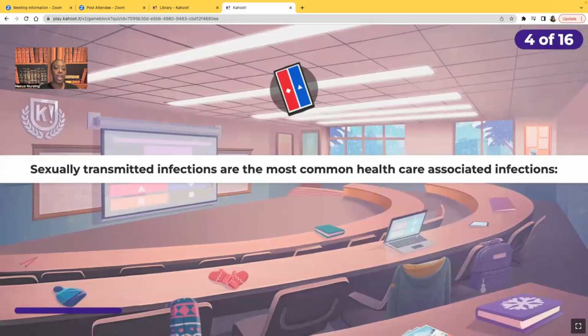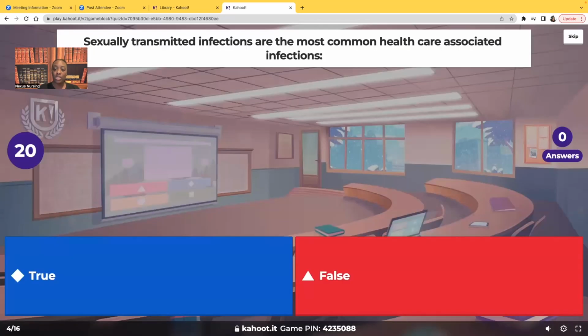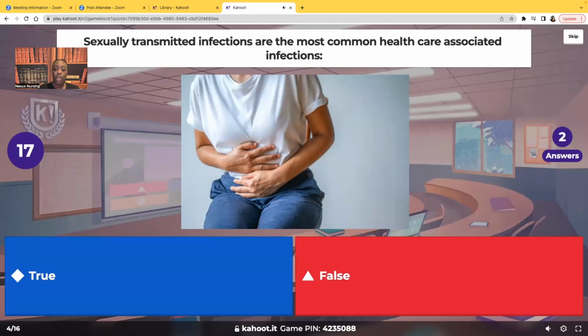True or false? Sexually transmitted infections are the most common healthcare associated infections. True or false?